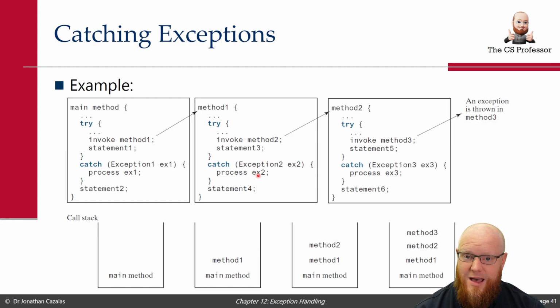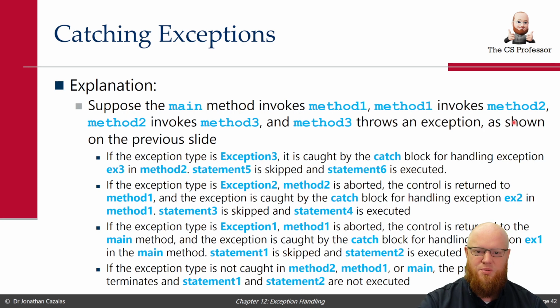We process that exception 2, then we execute statement 4. Method 1 terminates normally, it finishes normally, and we go back to our main method. We then execute statement 1 and statement 2. What if this exception, and that's the second bullet point, if you want to pause the video.